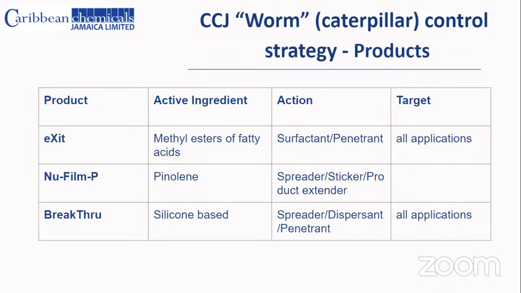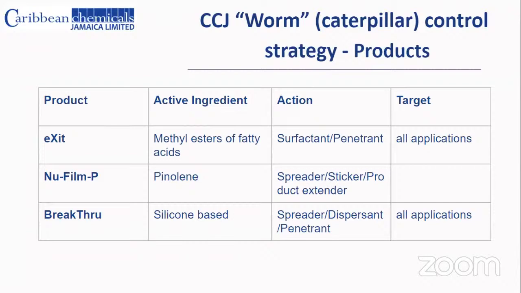Continuing with our product lineup, we also have included adjuvants, products that can enhance the efficacy of the pesticides or chemistries. So Exit, Newfoundland and Breakthrough are three such products we have here at CCJ that can do that. Exit and Breakthrough are products that are able to pull the active ingredients through. They create some form of translaminar effect. So once a product touches the surface of the plant, the leaves and stems, Exit is able to pull that active ingredient through the leaves to increase the efficacy.